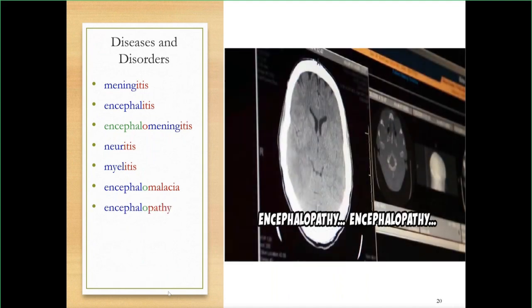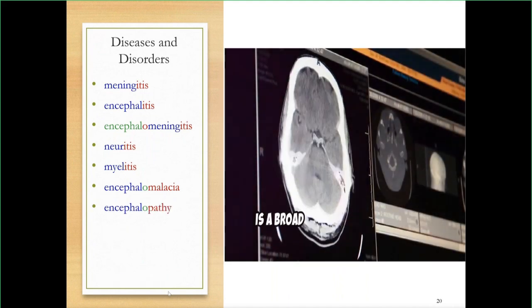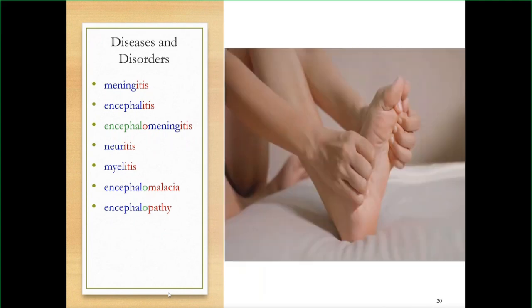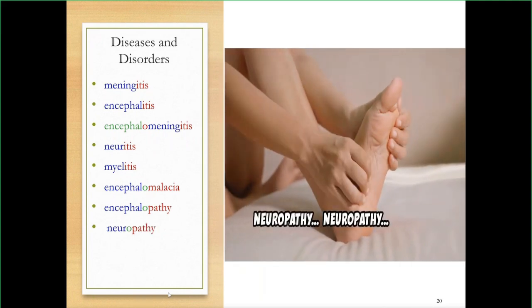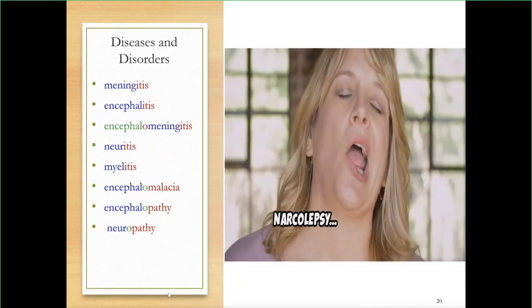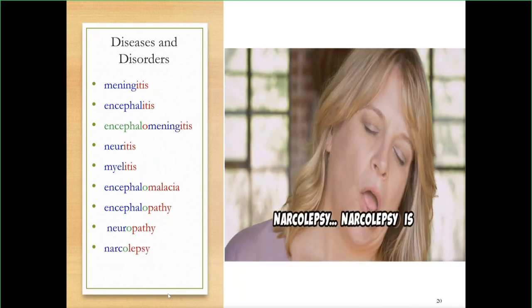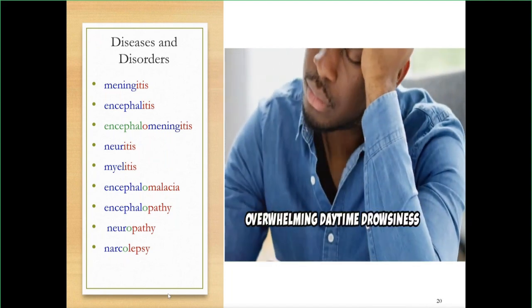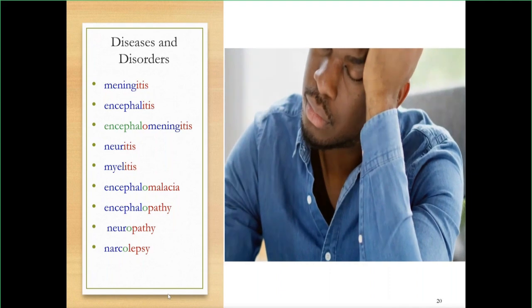Encephalopathy. Encephalopathy is a broad term for any brain disease that alters brain function or structure. Neuropathy. Neuropathy is damage or dysfunction of one or more nerves. Narcolepsy. Narcolepsy is a chronic sleep disorder characterized by overwhelming daytime drowsiness and sudden attacks of sleep.